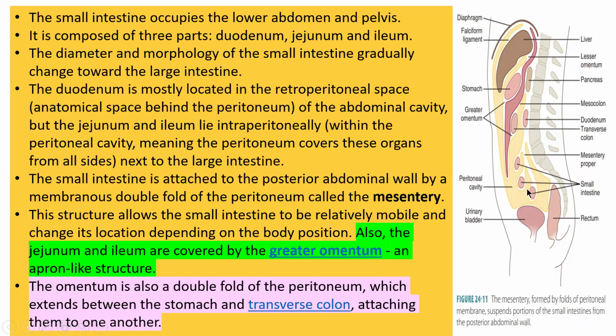Also, the jejunum and ileum, the second and third parts of the small intestine, are covered by the greater omentum, an apron-like structure. So what is an omentum? Omentum is a double fold of peritoneum which extends between the stomach and the large intestine, the transverse colon, attaching them to one another. We are going to learn more.